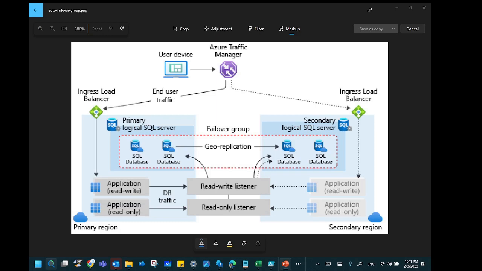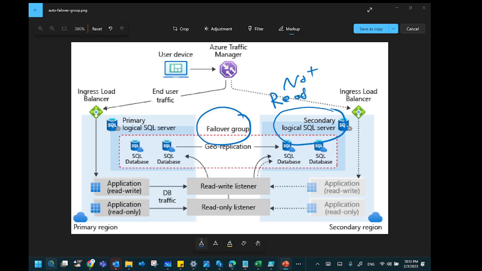Another good point to differentiate between failover group and geo-replication is the secondary. In a failover group, the secondary database is not readable. If you are going to use a failover group, the secondary database in the failover group is not readable, so you can't use it for read-only access.